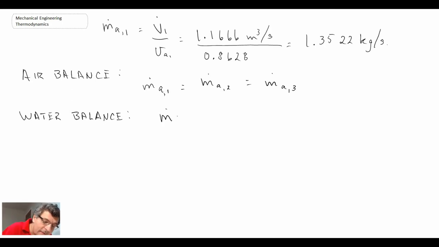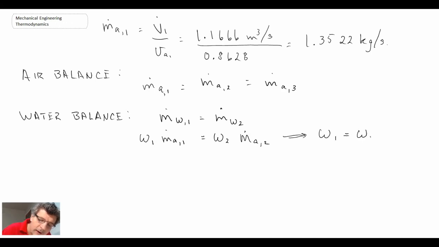What we can say first of all is mass flow rate of water at 1 is equal to mass flow rate of water at 2. We're not adding or removing. And so with that, we can re-express this in terms of mass flow rate of dry air. And with that, we can say the specific humidity at 1 is equal to the specific humidity at 2. I'll put that in a red box because we may use that in a moment.